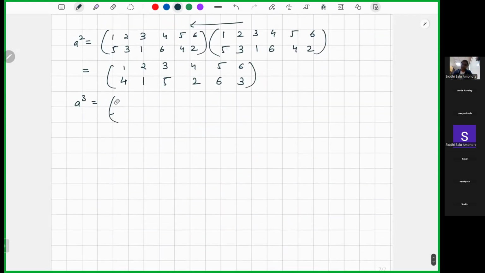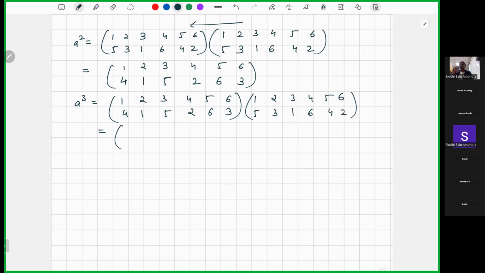If not, please let me know. And 1, 2, 3, 4, 5, 6. Here 4, 1, 5, 2, 6, 3. And 1, 2, 3, 4, 5, 6, 5, 3, 1, 6, 4, 2. And what this gives me is 1, 2, 3, 4, 5, 6. I hope I'm not missing anything.